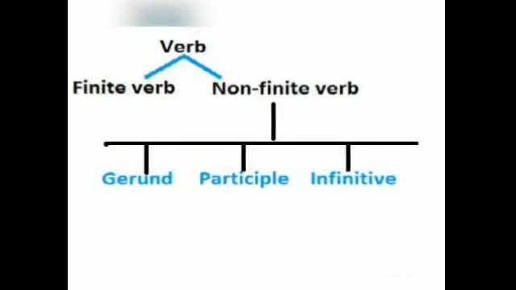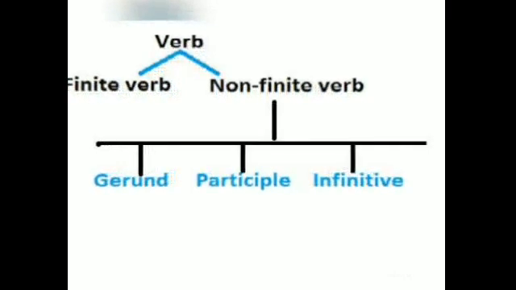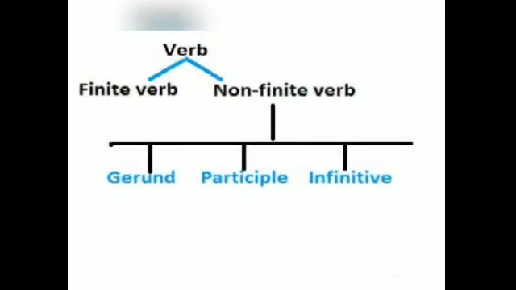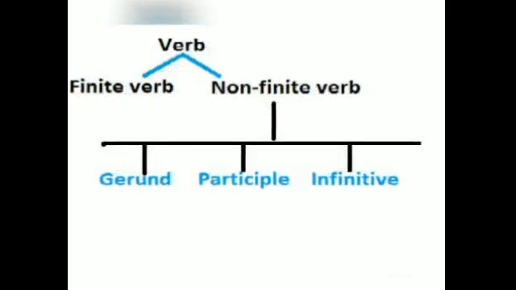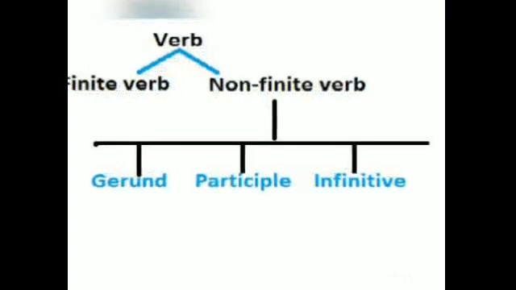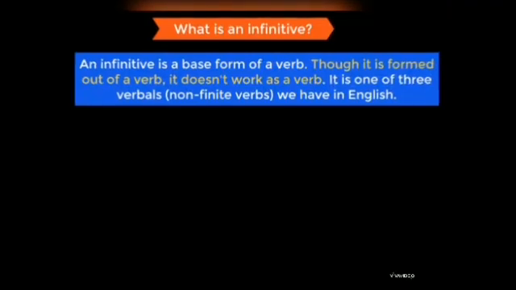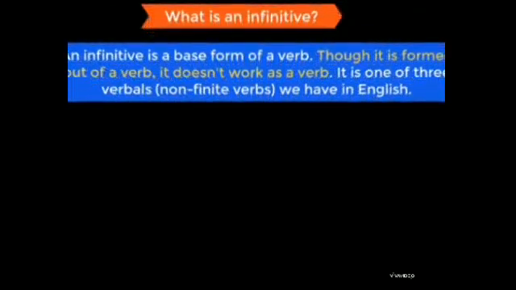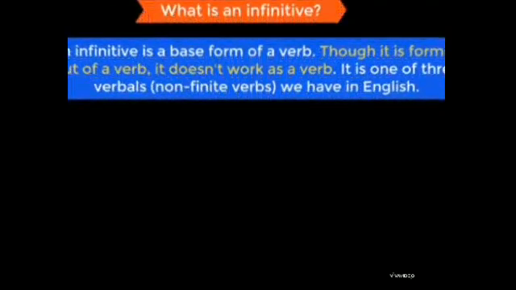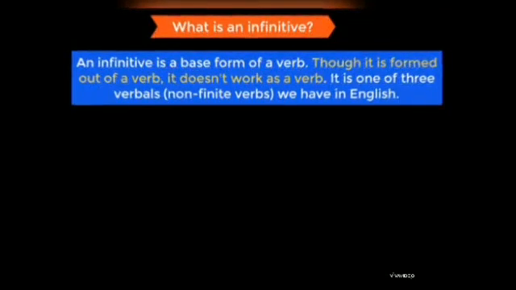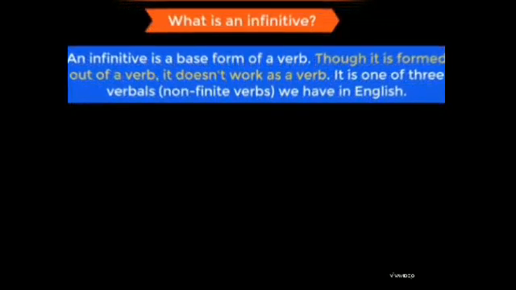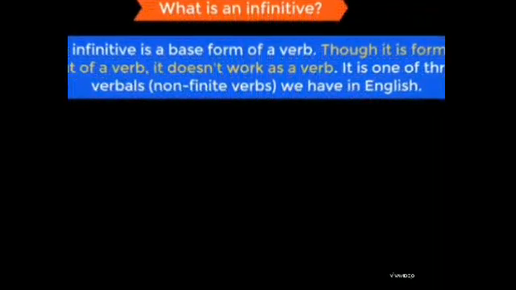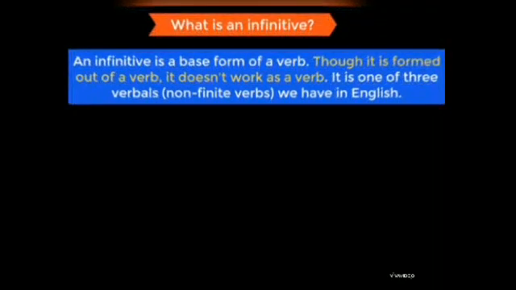The next topic is infinitive. The infinitive is the base form of the verb. It is often used with to or without to. Infinitives with to before them are called to-infinitives. Let us understand what an infinitive is. An infinitive is a base form of a verb. Though it is formed out of a verb, it doesn't work as a verb. It is one of the three verbals, the non-finite verbs we have in English.